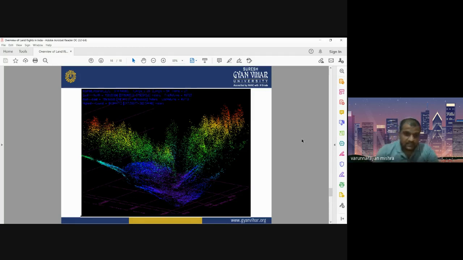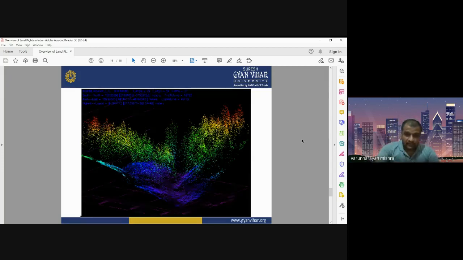Initially the data sets captured by the lidar are in the form of points, and each point has different intensity values. Each intensity value will be given a separate color to identify which has higher intensity and which has lower intensity. Here you can see different colors. Each color represents a different amount of intensity values.